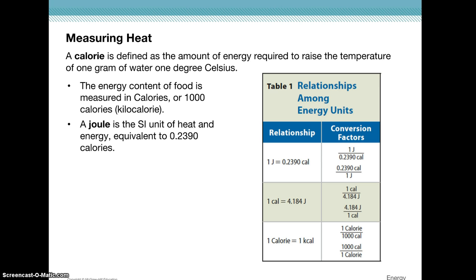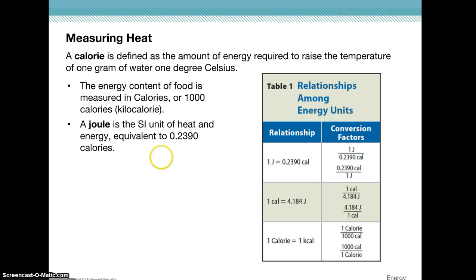Now a calorie, you usually hear about calories in terms of food calories. Well, food calories are capital C calories, and those are equal to 1,000 lowercase c calories. And a little calorie is the amount of energy required to raise the temperature of 1 gram of water 1 degree Celsius. That's the definition of a calorie. So when you talk about food calories, it's 1,000 of those little calories.